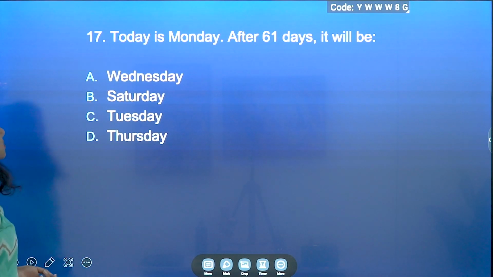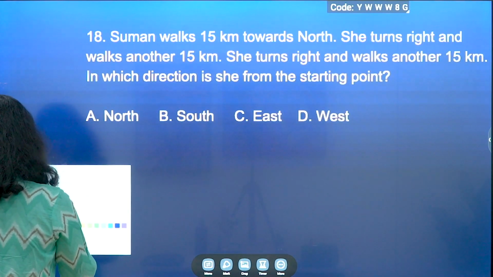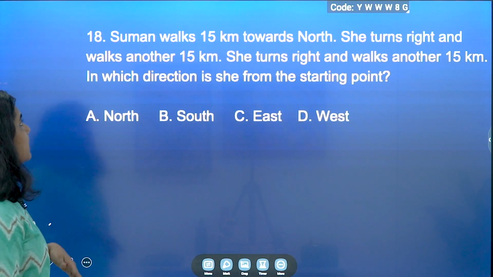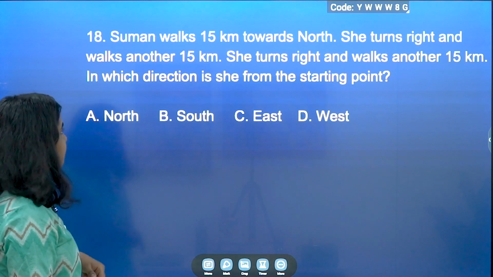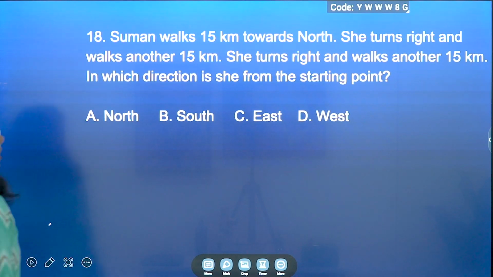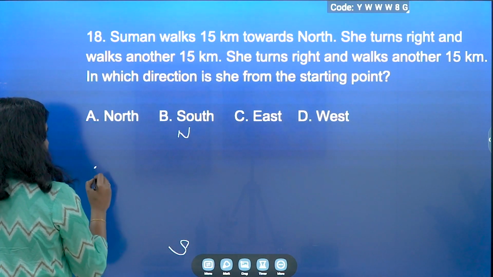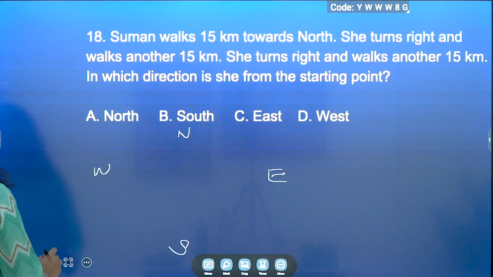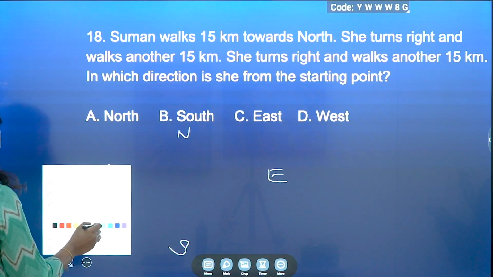Now moving on to the next question. Suman walks 15 kilometers towards north. She turns right and walks another 15 kilometers. She turns right and walks another 15 kilometers. In which direction is she from the starting point? Okay, fine. So let's say this is north, this is south, this is west and this is east. You should be clear about the directions, where is north, where is east, where is west and all.